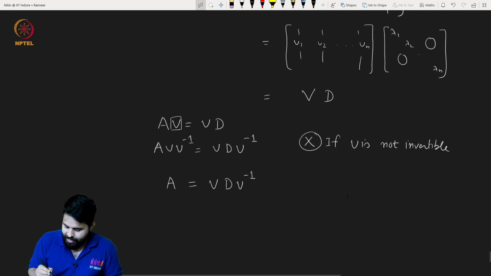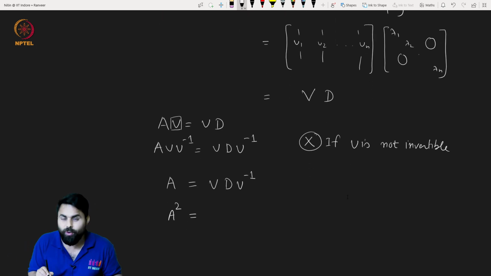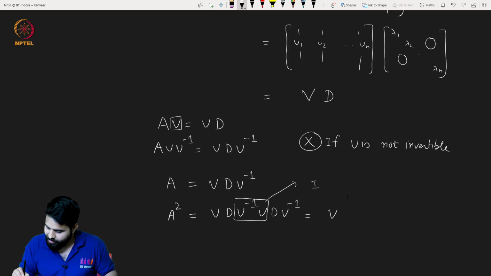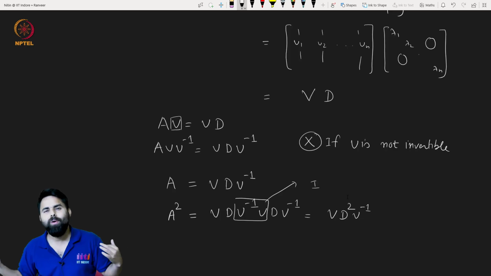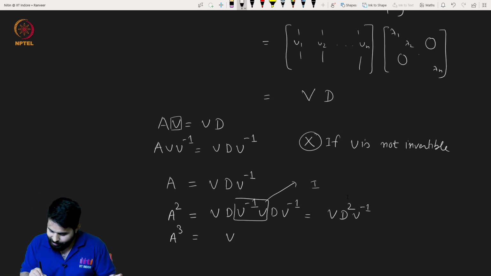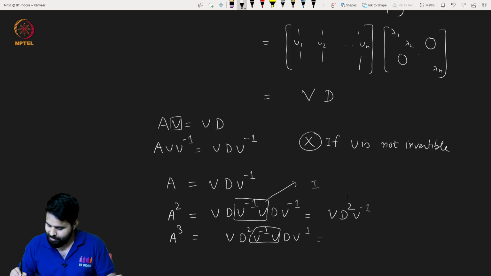Can you do A square? What will it look like? It will be V D V inverse, then again V D V inverse. Since V inverse V gives you the identity matrix, this is nothing but V D square V inverse. What about A to the power 3? If you again multiply, this will be V D square V inverse, again V D V inverse. Again do the same thing, V inverse V will be the identity matrix. So this will give you V D cube V inverse.